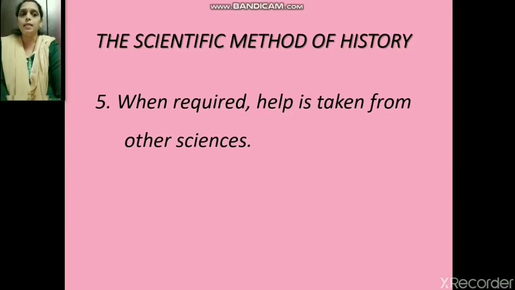Now the fifth scientific method is, when required, help is taken from other sciences. Now students, other sciences means you can say geography, biology, physics, chemistry, mathematics. Means if the help is required, we can take help from all those sciences.